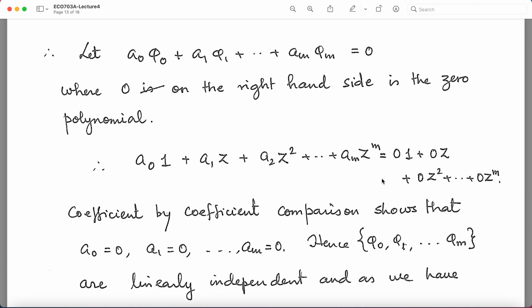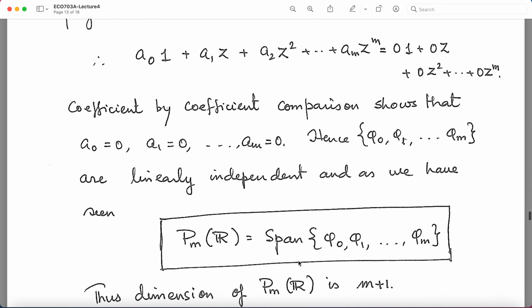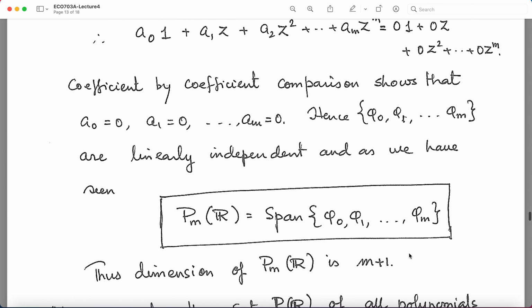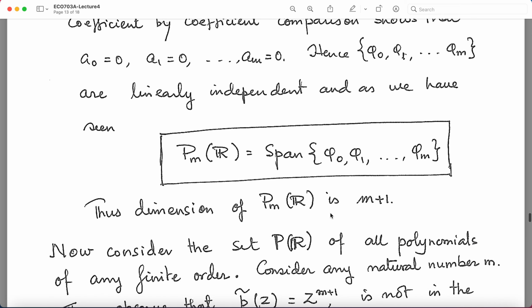Now, what does it mean? When two polynomials are equal, it means that their corresponding coefficients of the powers of z are equal. So, here a0 is 0, a1 is 0, a2 is 0, and a3 is 0, and so on up to a_m is 0. Which means these are a linearly independent set of vectors in P_m(R). So, P_m(R) is equal to the span of these, which are linearly independent and hence form a basis, and thus P_m(R) has dimension m plus 1.